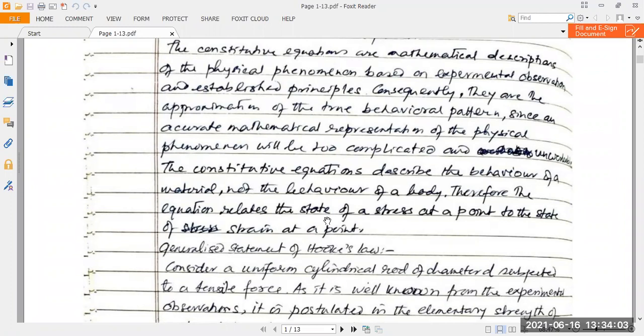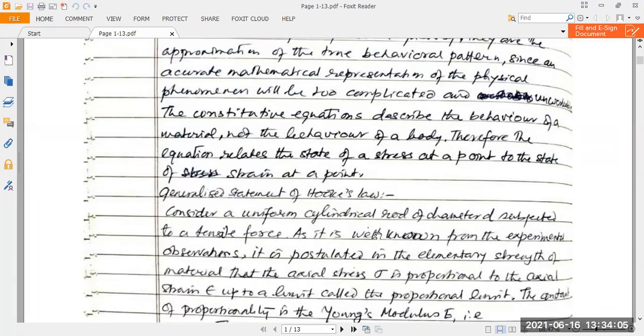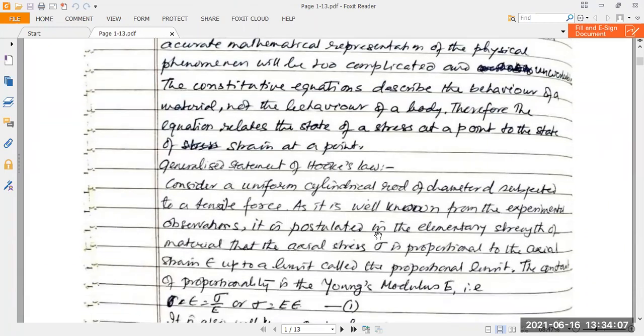Okay. What is the general statement of Hooke's law? We know it very well. There is a uniform cylindrical rod of some certain diameter, subjected to a tensile force, say; it can be compressive, all right. As postulated by experiment in elementary strength of materials, the axial stress sigma is directly proportional to the axial strain epsilon up to a certain limit known as the proportional limit or elastic limit. Hence, stress is proportional to strain.